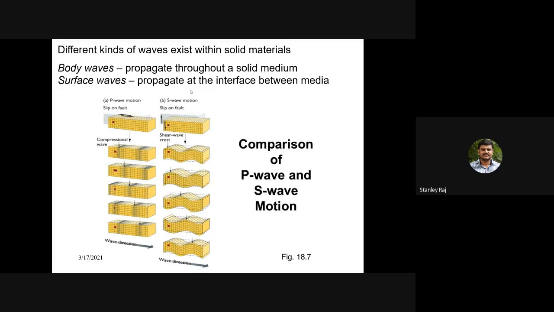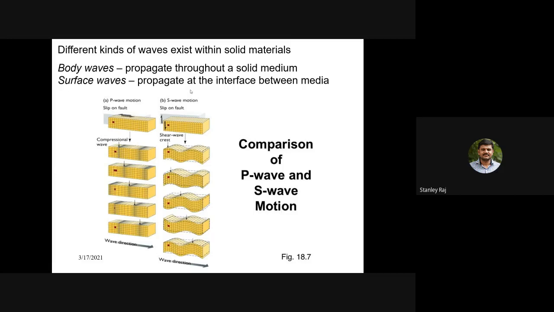Okay. The next one: different kinds of waves exist within solid materials. We call them body waves and surface waves. Body waves propagate throughout a solid medium. Body wave means inside the body of the Earth; how the seismic wave travels inside is what we call body waves. Surface waves propagate at the interface between media, on the surface of the Earth.